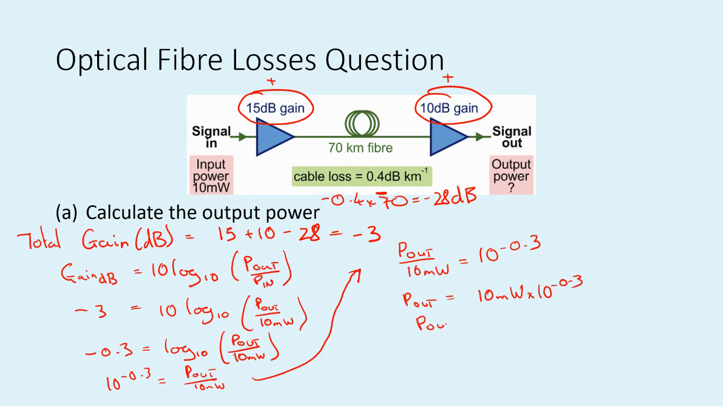So the output power is 5.01 milliwatts. So 5.01 milliwatts. Obviously, do watch units. I've left everything in terms of milliwatts, but you could have converted times 10 to the minus 3. So that's the output power.